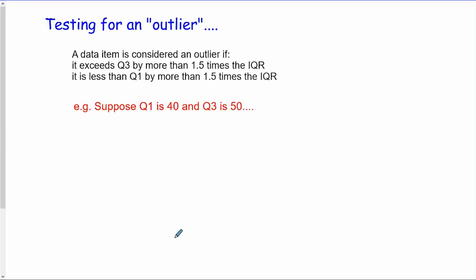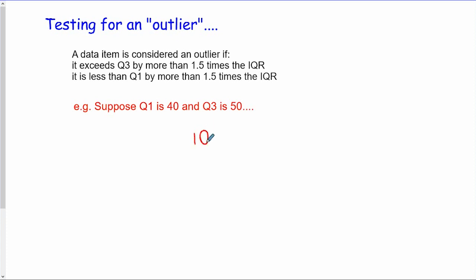Okay, one of the things that sometimes gets asked is testing whether an item is an outlier. Now, there are a few different definitions of this. They'll either give you one, or they might expect you to know this common one: a data item is considered an outlier if it exceeds the third quartile by more than 1.5 times the interquartile range, or if it is less than the first quartile by that amount. So, for example, suppose Q1 is 40 and Q3 is 50.